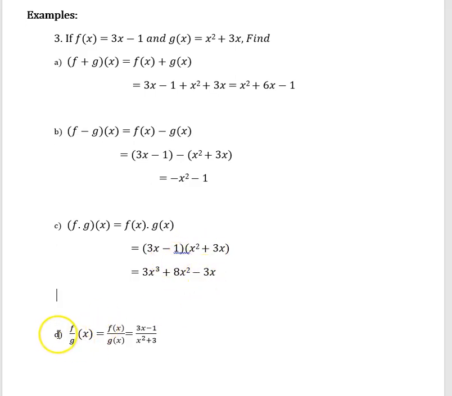And then the last question there is for the division, f over g of x. So it's going to be f of x divided by g of x, which is that divided by that. Here, that's the final answer. But in some questions, you will find that you can simplify either the numerator or the denominator. And then if you can do that, you should simplify or factorize, and then you get the final answer.